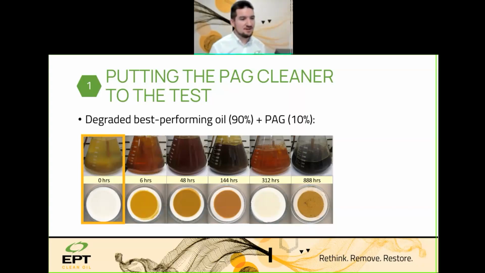So you can see at time 0, the fluid's a little bit hazy. This suggests to me that at 10%, the PAG is not completely miscible with the turbine oil. It's reasonably miscible, but not perfect. But the MPC varnish potential is near 0.